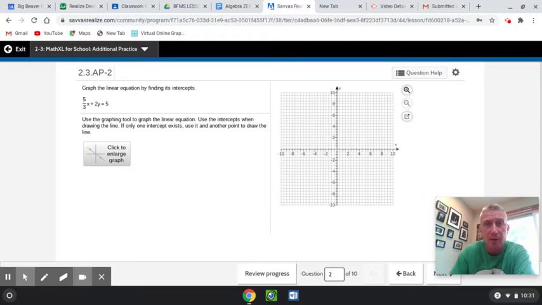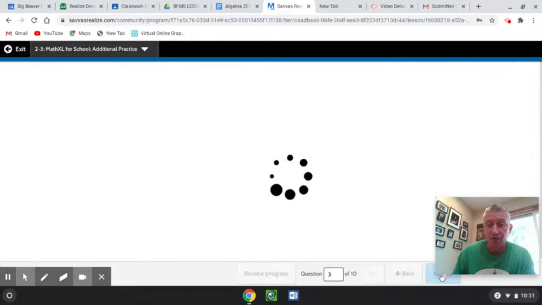You're always going to multiply by your denominator, because when you multiply 3 times 5/3, it will eliminate the 3's and you end up with just 5x. 3 times 2y will be 6y. 3 times 5 will be 15. So you'll essentially have 5x plus 6y equals 15. And then once you have that, you can find your x-intercept and your y-intercept by replacing the opposite variable with 0.